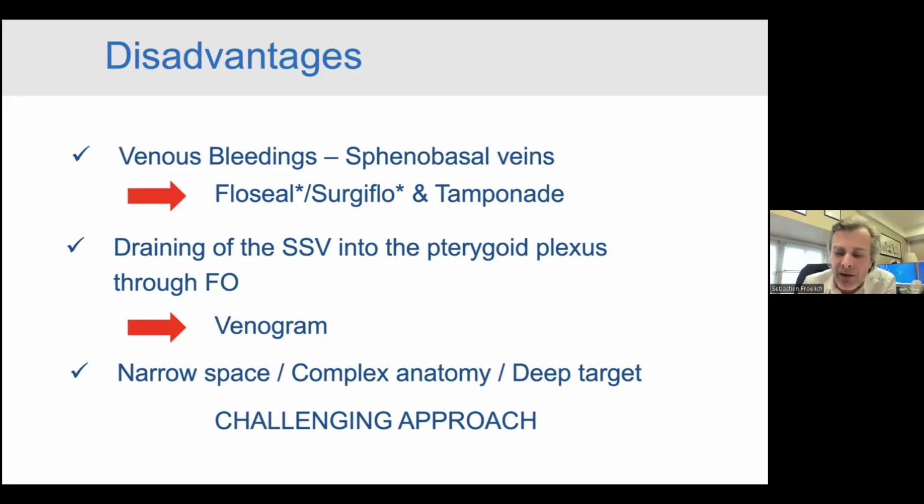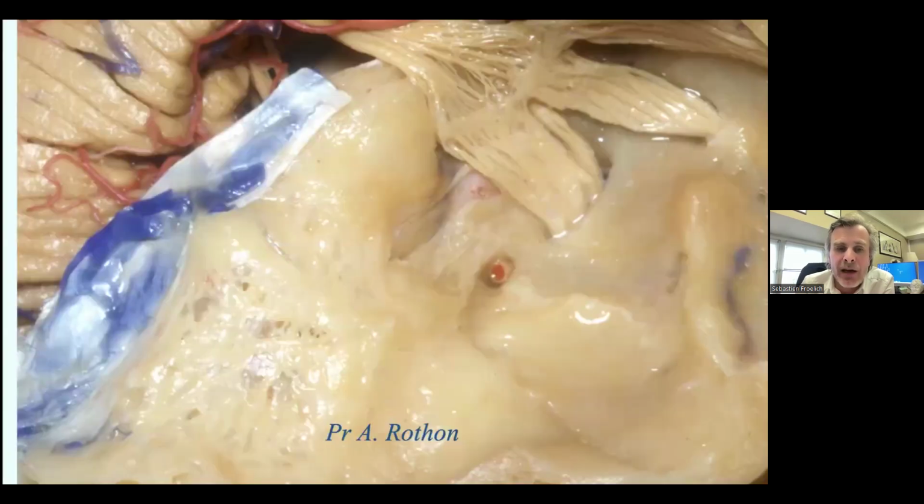Sometimes you can have issues with the vein, and I will tell you more in a second. And it's still a narrow space. It's a complex anatomy. You have to envision the structure on the other side of the cortical surface of the bone. You have to envision the anatomy because the landmarks are not 100%. So it's definitely something where you need a strong knowledge of the anatomy.